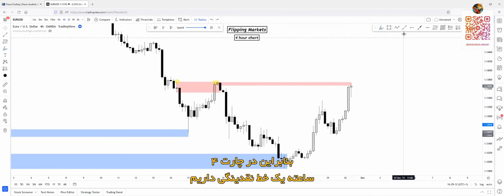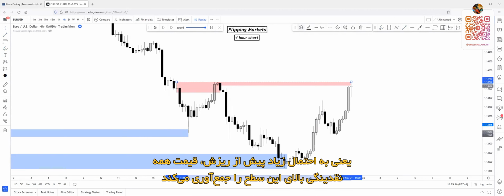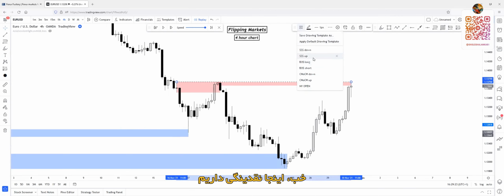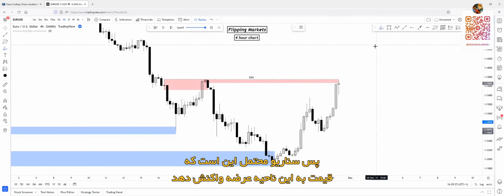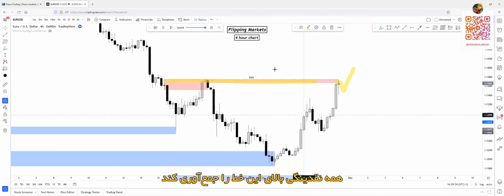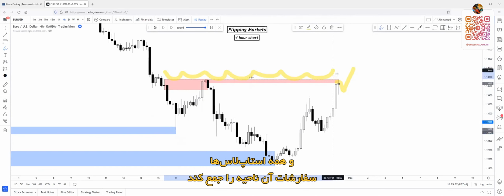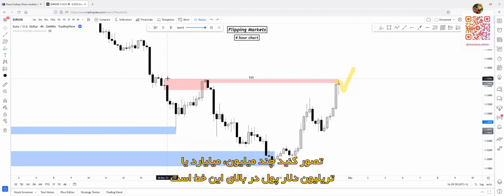So we have a liquidity line on the 4-hour chart, which means price has a really high probability to sweep all of this liquidity before the reversal to the downside. Okay, so here's the liquidity. So the possible scenario here is that price maybe reverses on the supply zone, and after the reversal, it will sweep all of the liquidity from above this line, collect all of the stop losses, collect all of the orders.